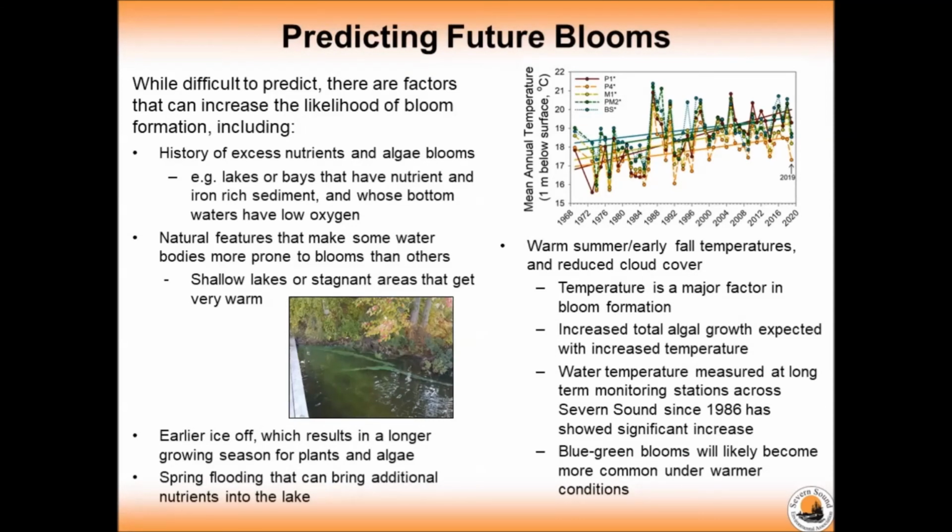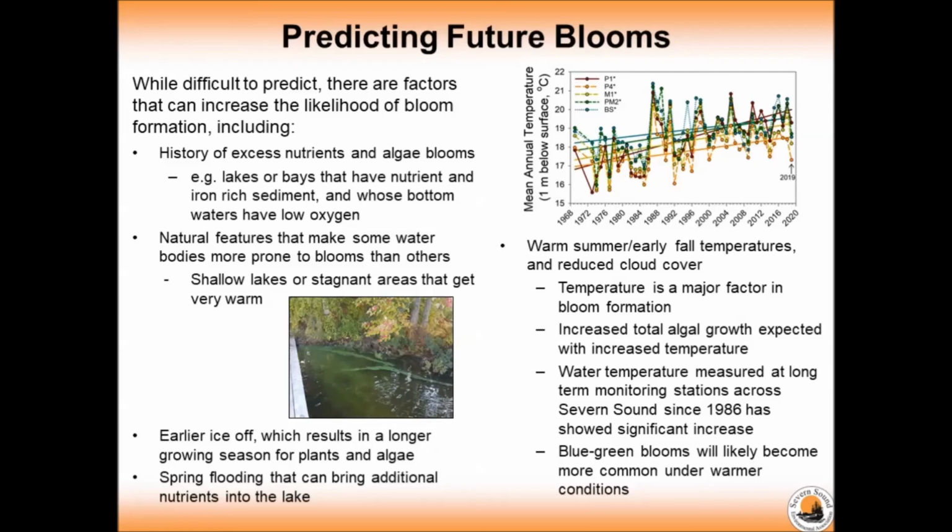In terms of predicting future blooms, it's definitely difficult with any certainty to be able to predict a bloom. But there are some different factors that can sort of increase the likelihood of bloom formation in the future. So a history of excessive nutrients or past algae blooms can definitely be sort of a predictor of future blooms. So lakes or bays that have nutrient-rich and iron-rich sediments can really feed into those blue-green blooms.